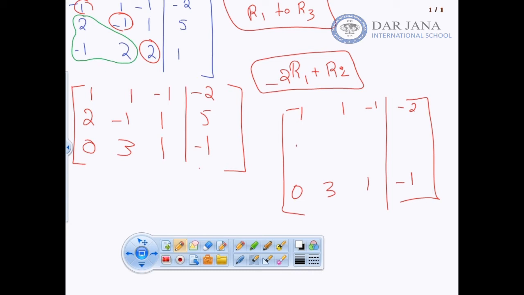So here we have 2, -1, 1, and 5. Okay, what I'm going to do, R1 multiplied by -2: 1 times -2 is -2, and 1 times -2 is -2, -2 times -1 is 2, and -2 times -2 is 4. Now I'm going to add these two together. And the result would be as follows.